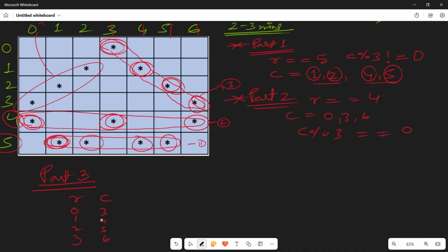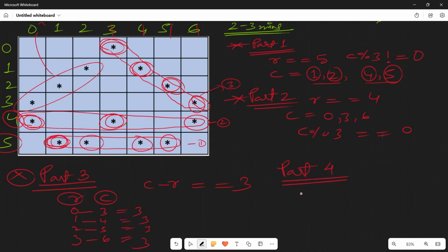If you see carefully, 3 minus 0 is 3. Then we have 4 minus 1 as 3. Then 5 minus 2 also is 3. And 6 minus 3 is obviously 3. But it is in the reverse direction, that means column minus row. So I can say C minus R equal 3. Can I do it? Yes. So we have also found a relation between the row and the columns for part 3 as well. Now let's go to part 4.